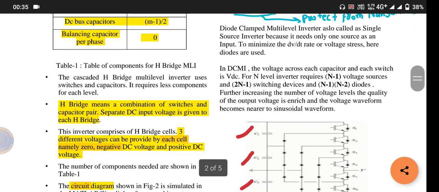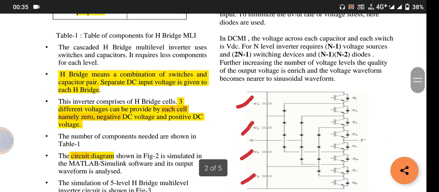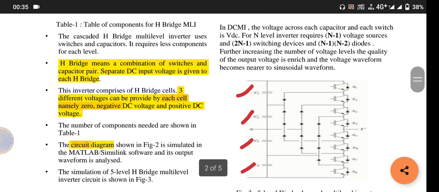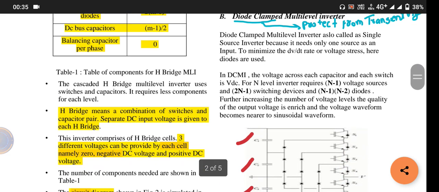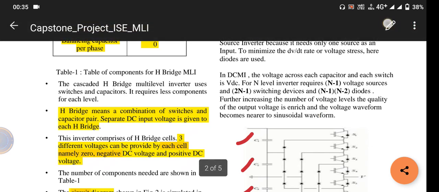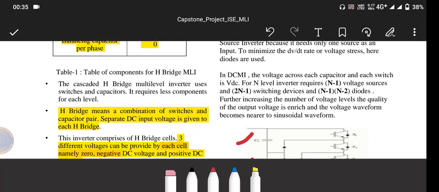In the diode clamped multi-level inverter, the voltage across each capacitor and each switch is VDC. An n-level inverter requires n-1 voltage sources, and there are certain formulas given by which you can calculate how many switches you need, then how many diodes you require. You can calculate the number using these formulas. Here it shows in the paper.